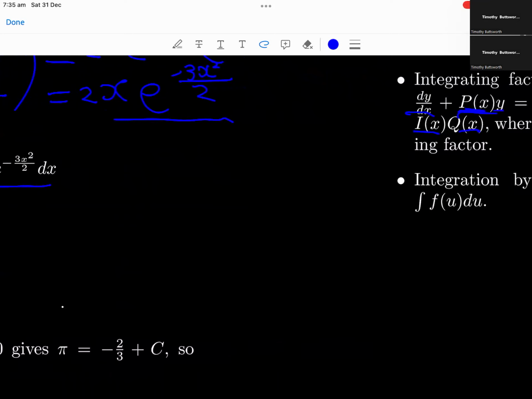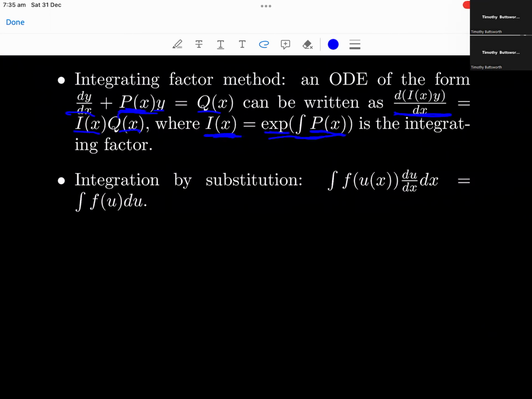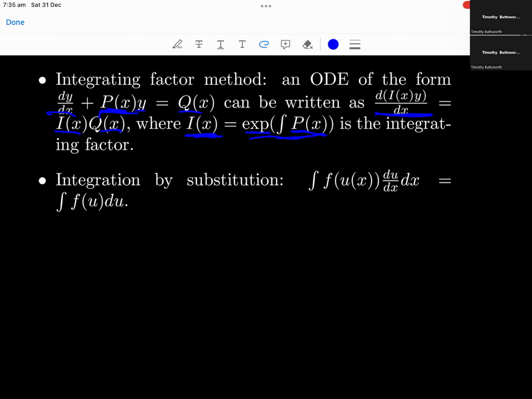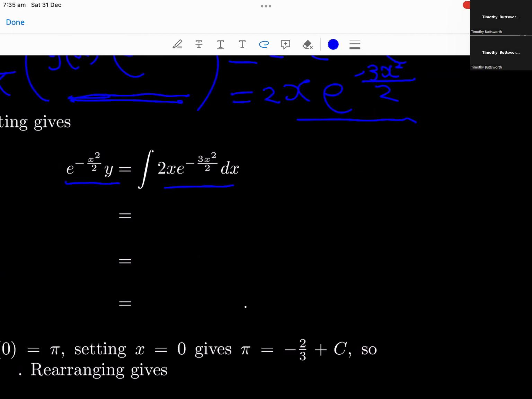The other key concept I need for this question is the method of integration by substitution. If I'm integrating something and that happens to look like a function of another function, f of u, and it's also multiplied by the derivative of u, then that's just going to be the same as the integral of f(u) du. So that's useful because e to the minus 3x squared on 2, I can think about that as a function of x squared, and that's great because x squared has a derivative, 2x, and that's precisely what I've got over here.